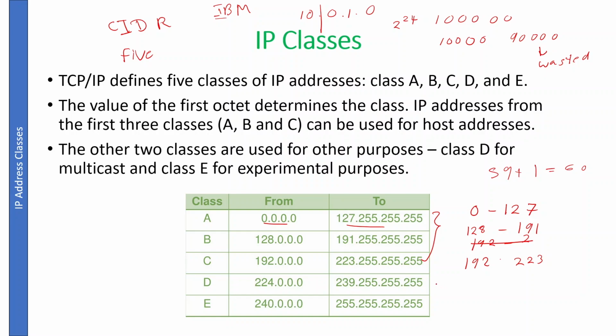Then after that we have class D, which is for multicast, and class E, which we use for research purposes, right? So the value of the first octet determines the class. The IP addresses from the first 3 classes, A, B and C, can be used for host addresses. The other 2 classes are used for other purposes: class D for multicast, then class E for experimental purposes.